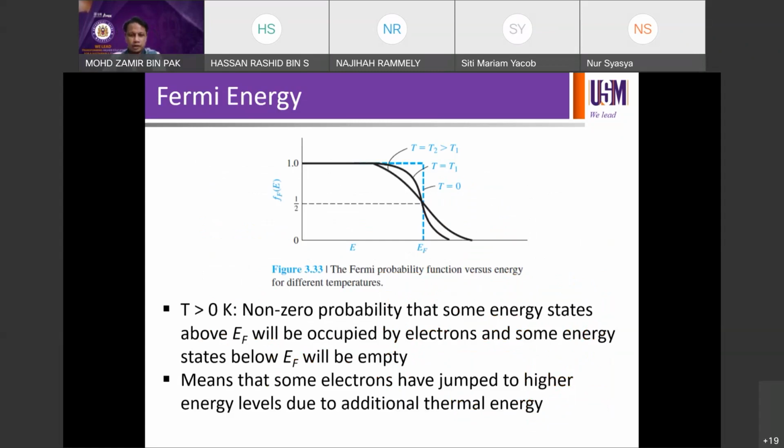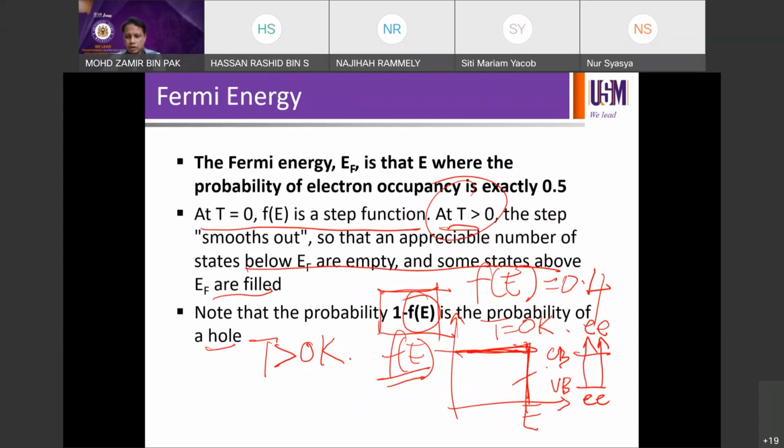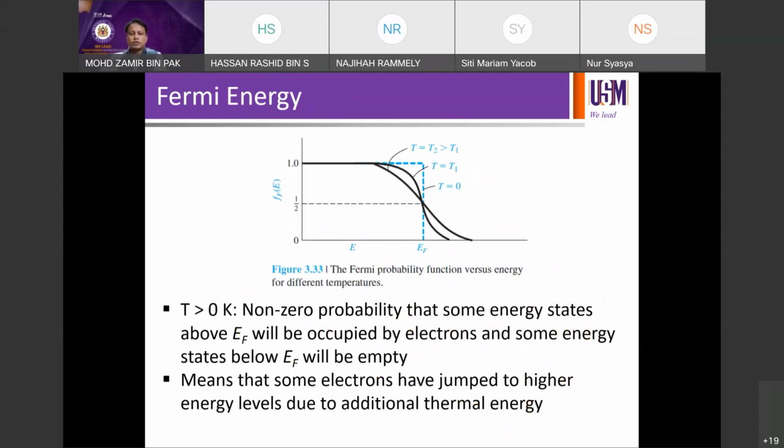So let me just finish off with this before we stop the class. We have discussed briefly about the thermal excitation here when you increase the temperature to above 0 Kelvin. So let's recall that when T is equal to 0 Kelvin, your Fermi-Dirac distribution function is represented by a step function, right?